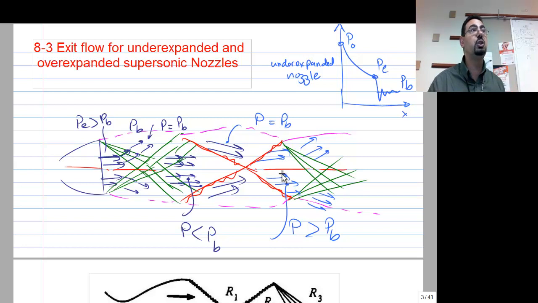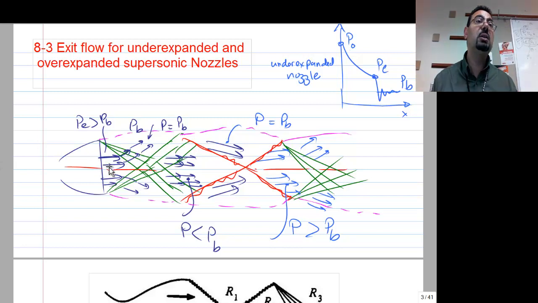So it needs to lower its pressure. It needs to lower again to P back. How does it do this? With an expansion fan. And that's how we get those separated. And this is how we can get those basically diamond shapes behind the jet engine. So let's track this process from the start.